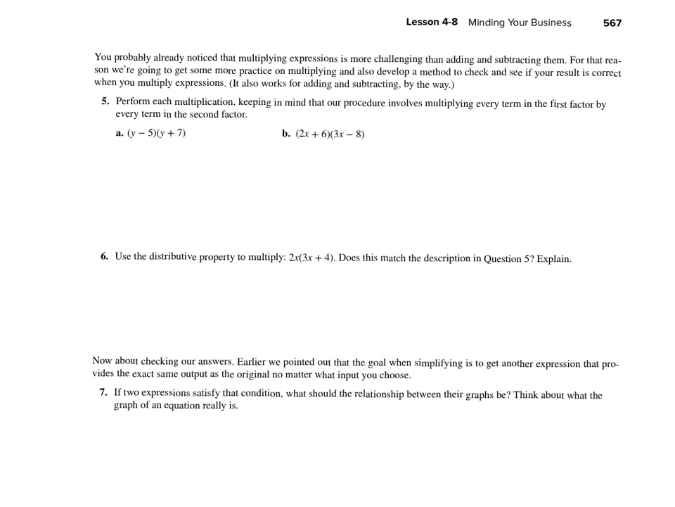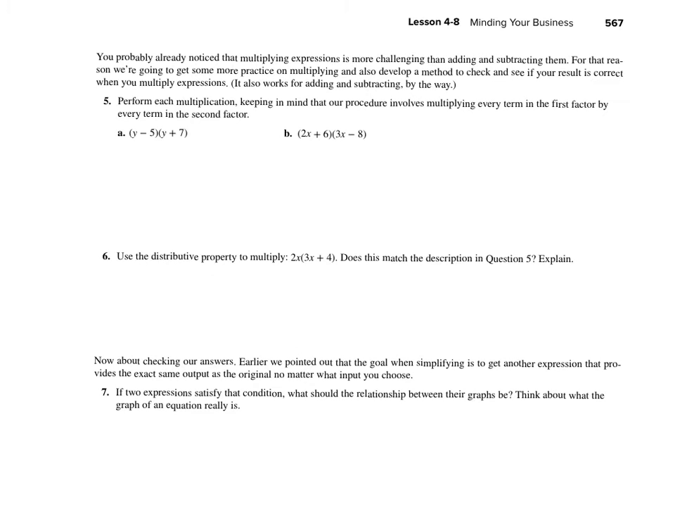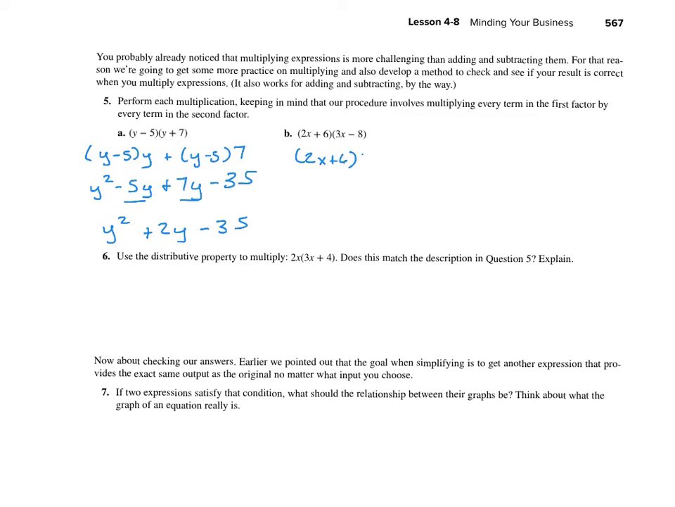Just to be consistent with what we did on the other page, we had y minus 5 times the y, and then plus y minus 5 times the 7. Distributing, that gives me y squared minus 5y, and then 7y minus 35. I only have two like terms here, so let's combine those: y squared plus 2y minus 35. Okay, let's do the same thing here. Recall that we've got 2x plus 6 times 3x, plus 2x plus 6 times, I'm going to put this in parentheses, a negative 8.